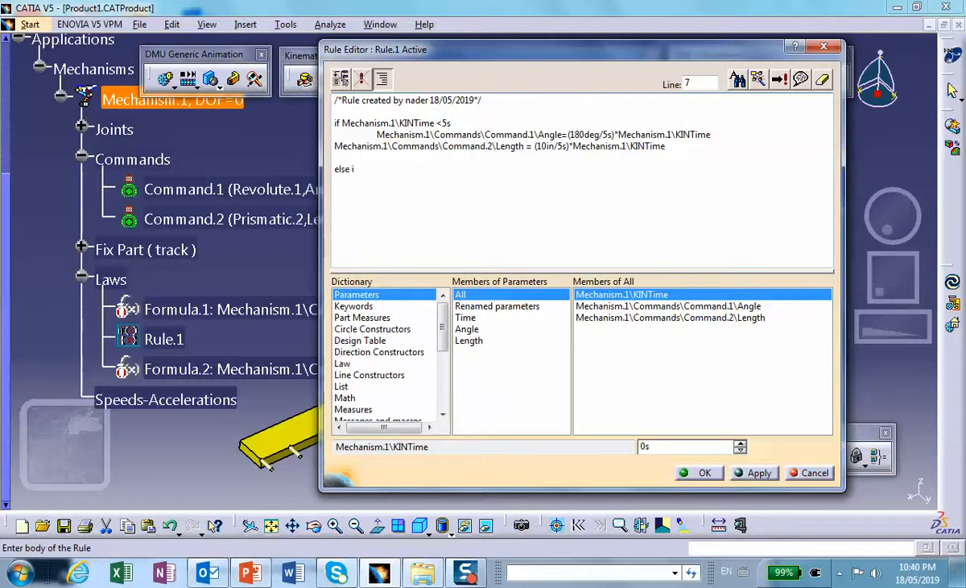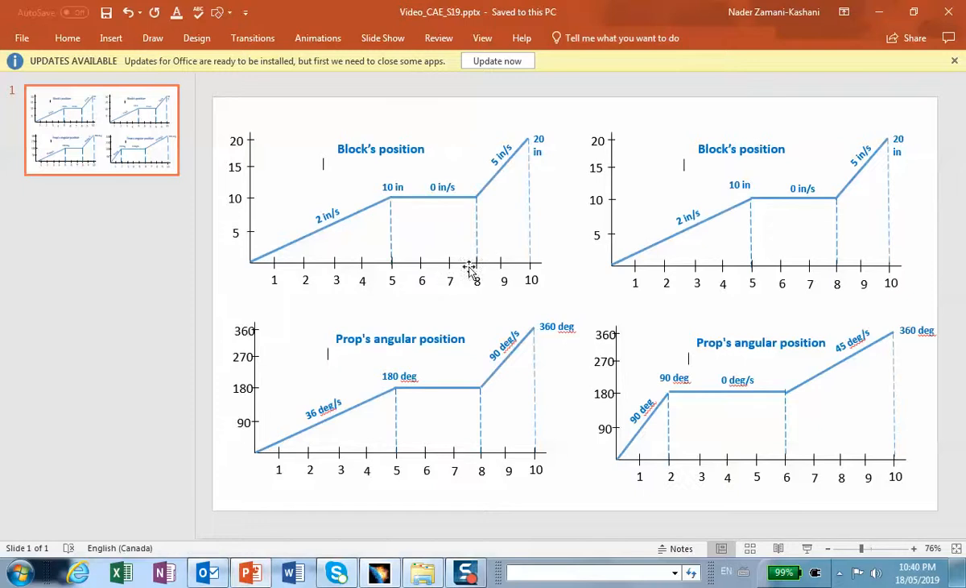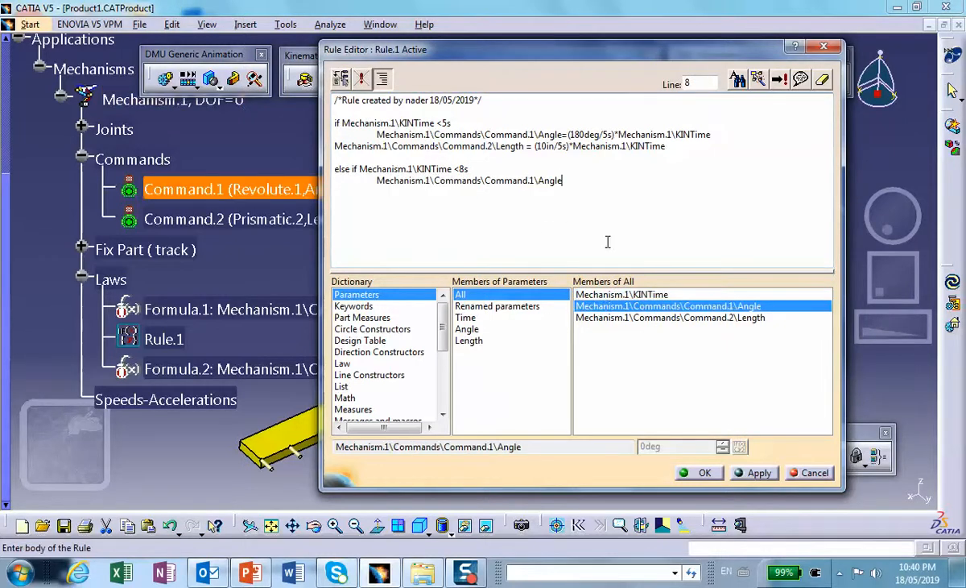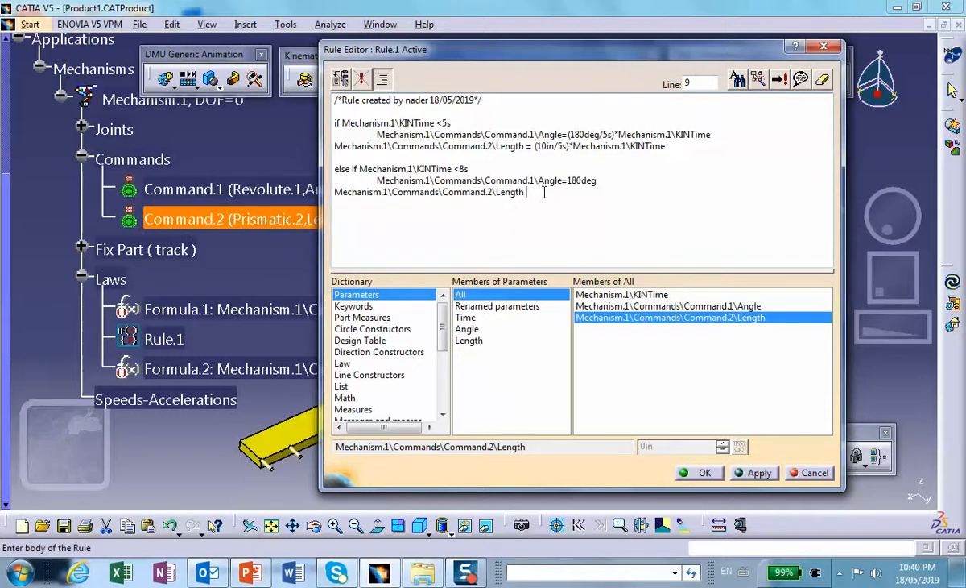if time is less than 8 seconds, just look at the graph, see, less than 8 seconds right there. Okay, 8 seconds. Angle equal to, if you look at that graph, it's 180 degrees. And length is equal to 10 inches.